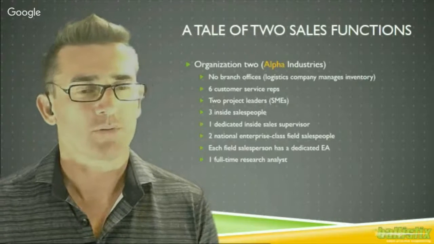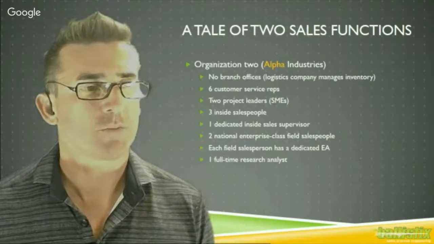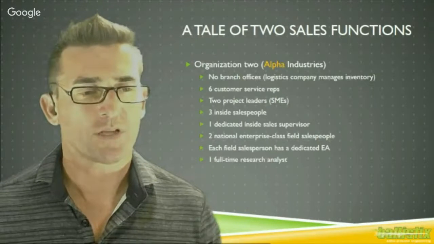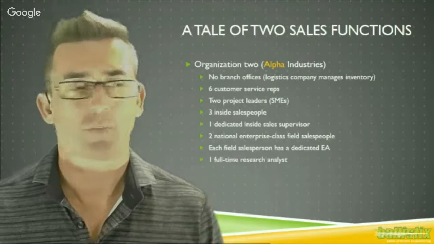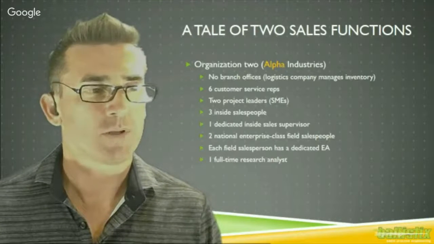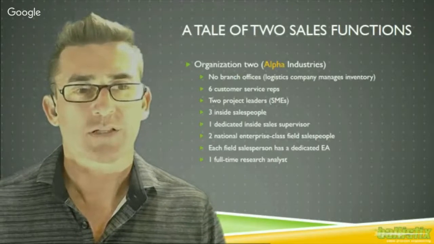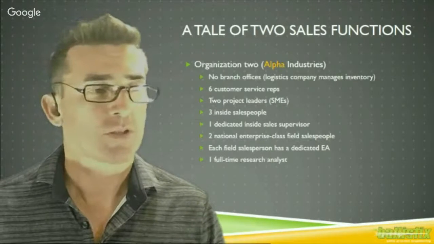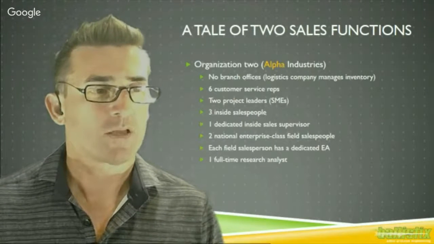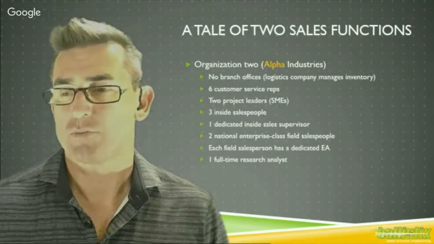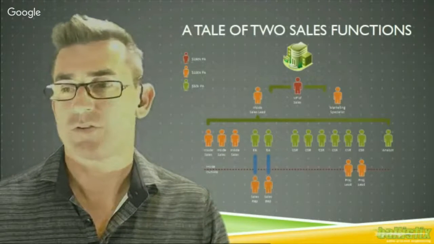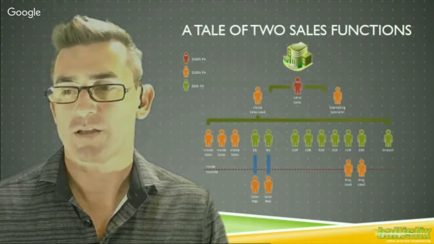So in the alpha example, what's happened, and I'll show you in a second, is we've got rid of branch offices, no more branch offices. And if there are regional locations required for inventory purposes, we've either reduced them down to purely logistics centers, or we've got rid of them and replaced them with a logistics company who's managing inventory. We've built a much bigger centralized customer service team. We've added project leaders or subject matter experts. We've added 3 inside salespeople, a dedicated inside sales supervisor, a couple of enterprise class field salespeople, each of whom has their own dedicated executive assistant, and a full-time research analyst to assist our marketing specialist. And the end result looks like this.